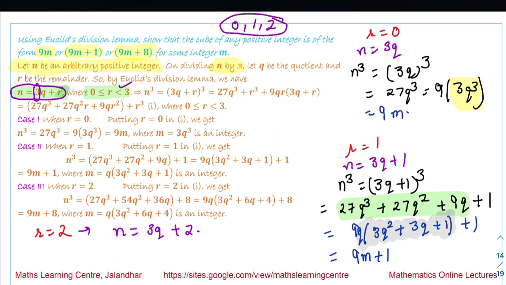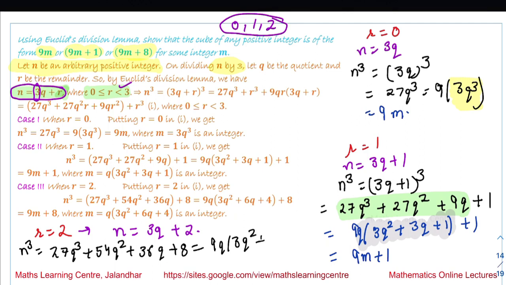Similarly, in the third case, when r is equal to 2, we take n is equal to this. When we cube this equation, we obtain n cube is equal to 27q cube plus 54q square plus 36q plus 8. And we can write this equation in the form 9q into 3q square plus 6q plus 4, plus 8.